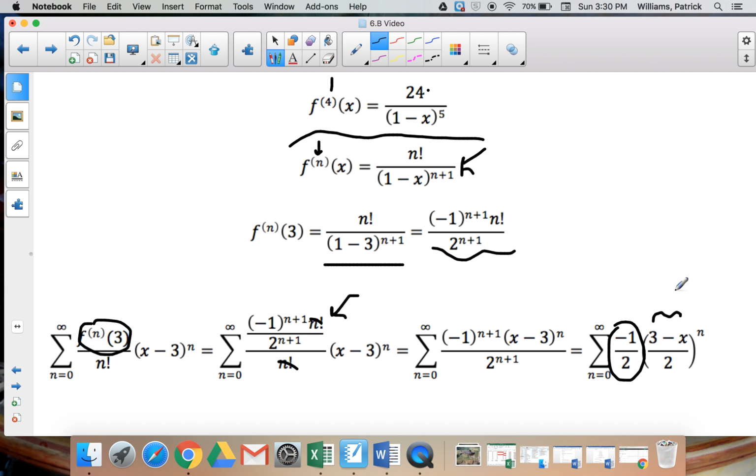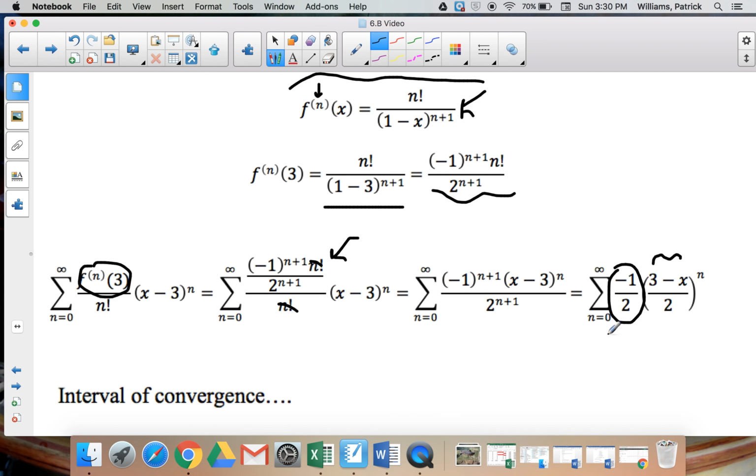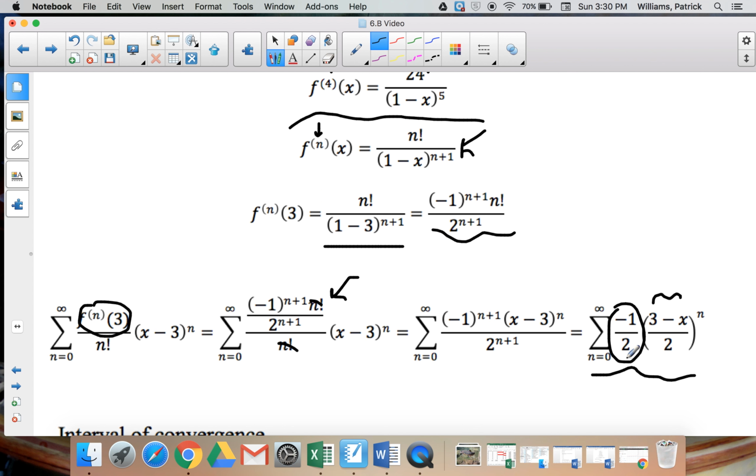and as long as the quantity (3 minus x) over 2 is less than 1, remember that's |r| less than 1 in the geometric series, then we know we have something that's convergent. Now, we could have also, to get an interval of convergence, just done the ratio test and done that as well. And as we saw in the last video, it comes with the same conditions as a geometric series, so you get the same inequality. But anyway, what I want to get to is look at this right now.